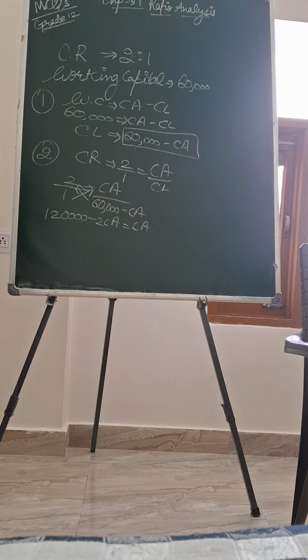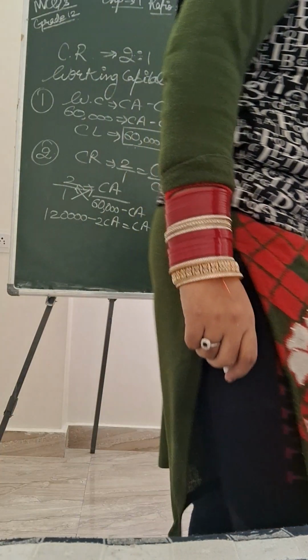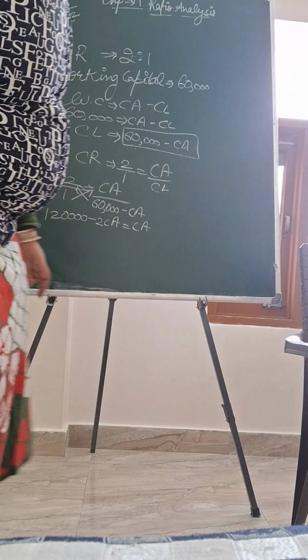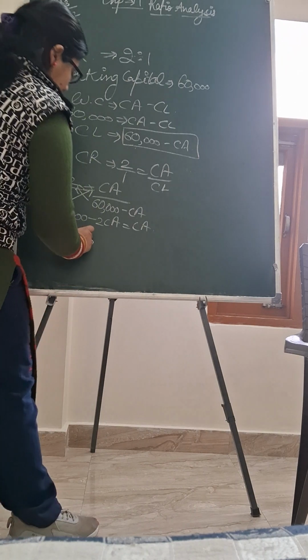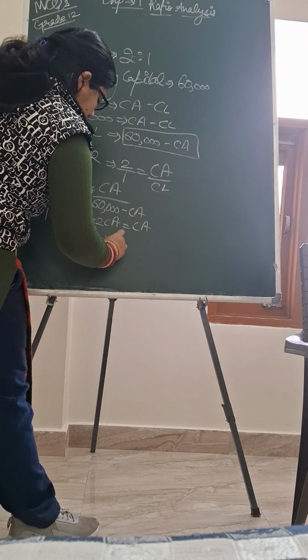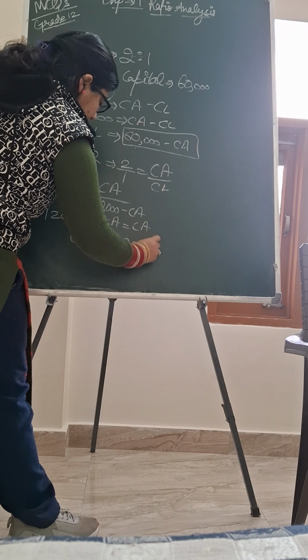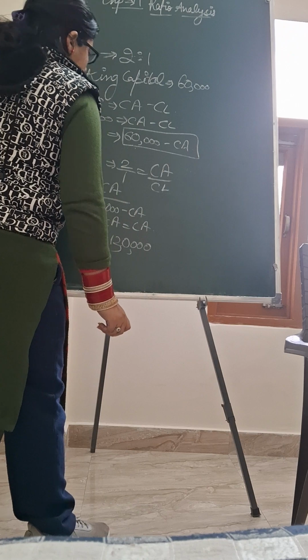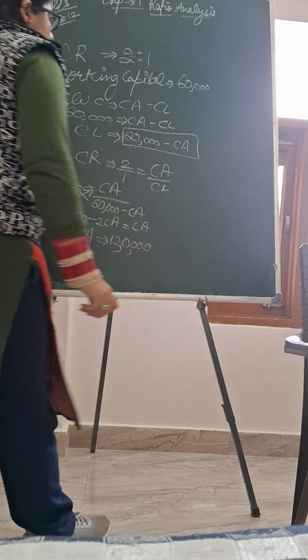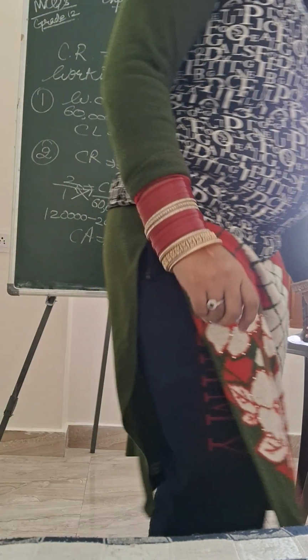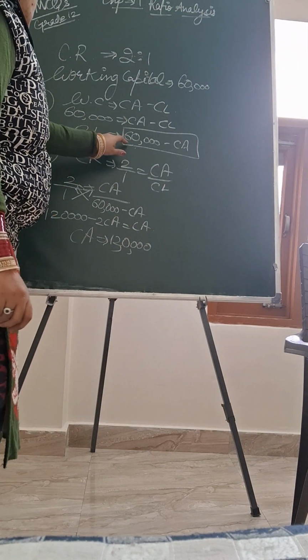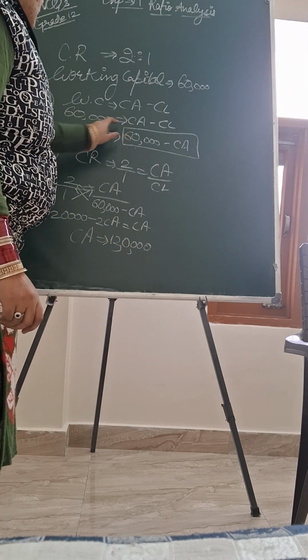After solving this equation you will get the answer, CA is equals to 1,20,000. So this is not the right approach to do the question. Reason being, we have done certain mistake. It is CA minus 60,000 here.